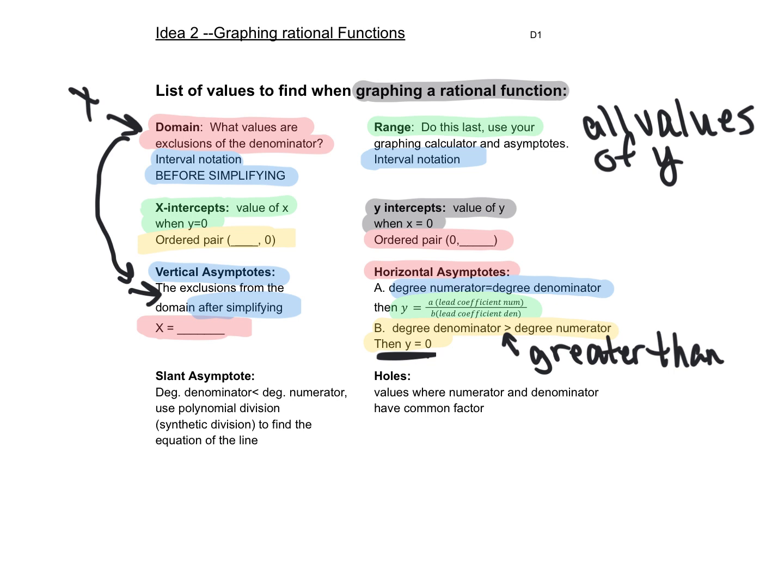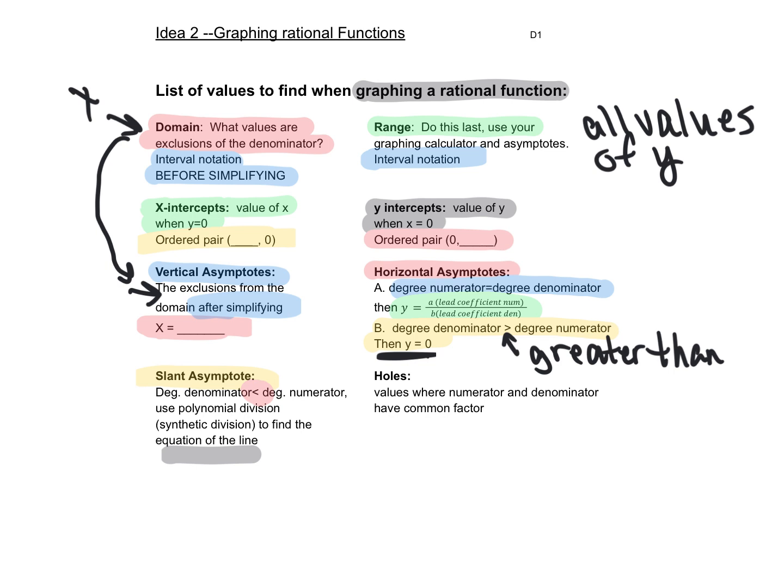The other type of asymptote you might find is a slant asymptote. A slant asymptote is when the degree of the denominator is less than the degree of the numerator. So you'd have to actually use polynomial division to figure out what the equation of that slant asymptote is. And we'll get to doing a couple of those examples either today or the next day. We haven't spent a whole lot of time talking about that, but we will.